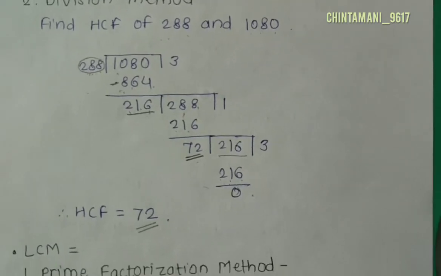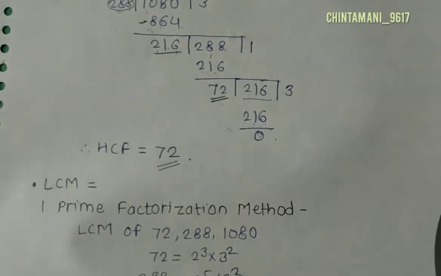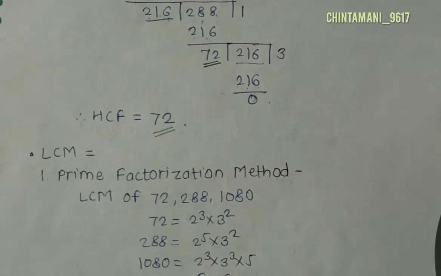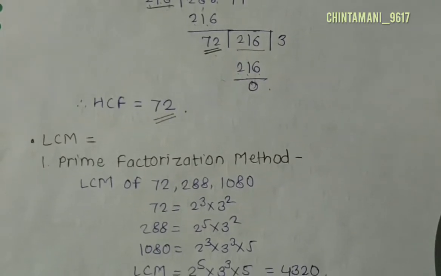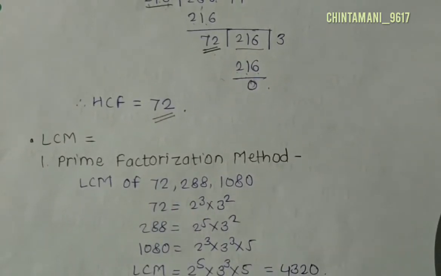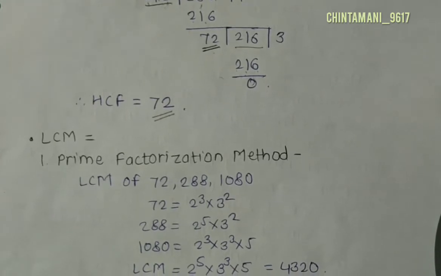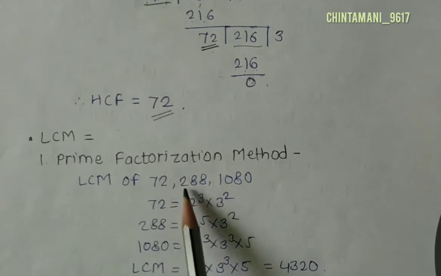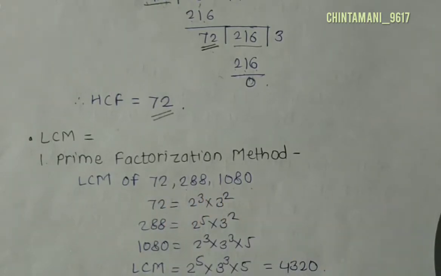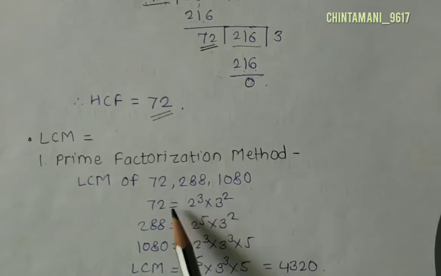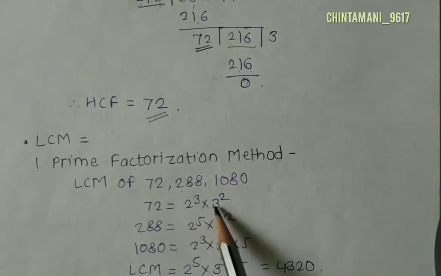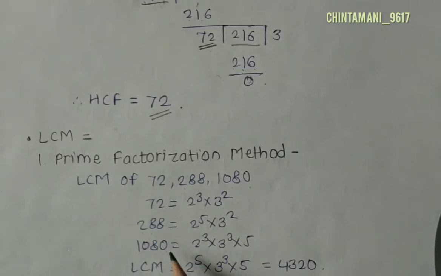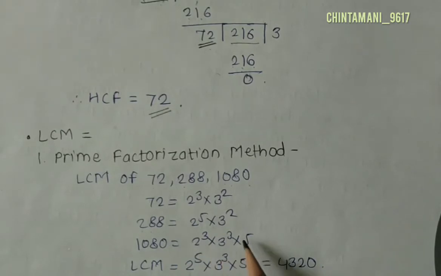So let's move to the next point, that is LCM, least common multiple. There are also two types to find the LCM. First one is the prime factorization method, which we have seen in HCF as well. The LCM of the three numbers 72, 288 and 1080. Let's first factorize these three numbers: 72 as 2 raised to 3 into 3 square, 288 as 2 raised to 5 into 3 square, and 1080 as 2 cube into 3 cube into 5.